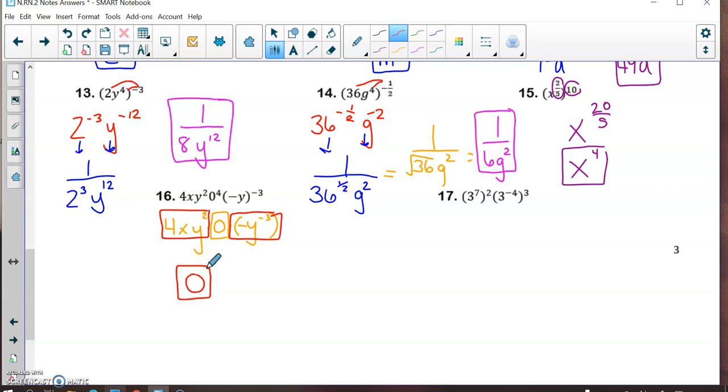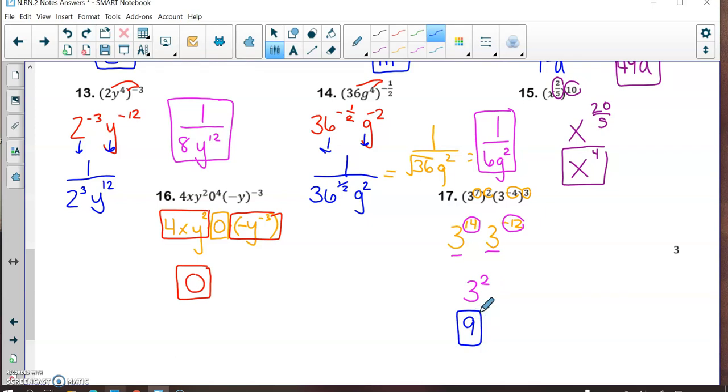And then number 17, I have a 3 to the 7th to the 2nd, so I'm going to multiply those exponents to get a 3 to the 14th. And then I have a 3 to the negative 4th to the 3rd, so multiplying those exponents, I get 3 to the negative 12. Now I have the same base. I'm going to keep that base and add my exponents. A 14 plus a negative 12 is a 2, and then I actually can do a 3 squared. A 3 squared is a 9.